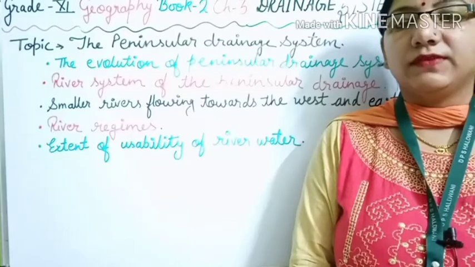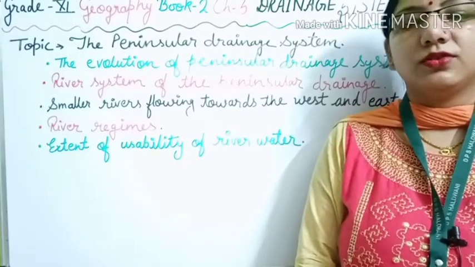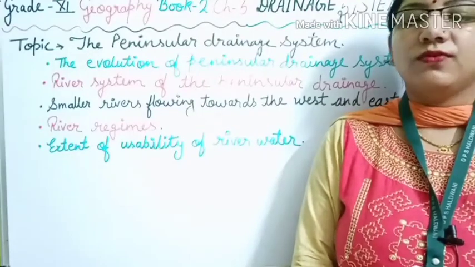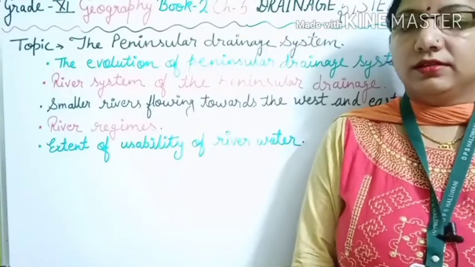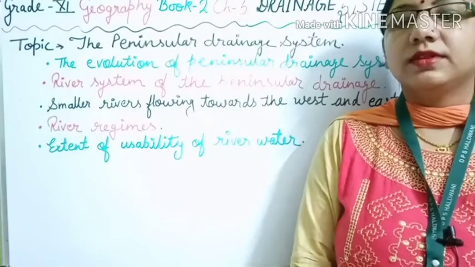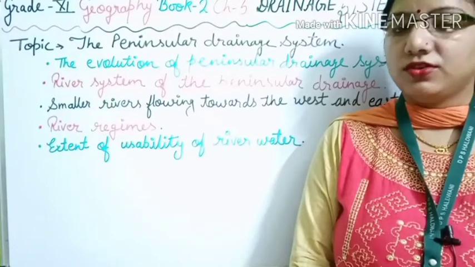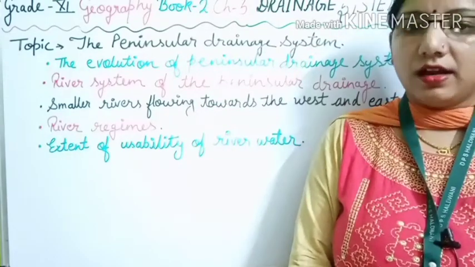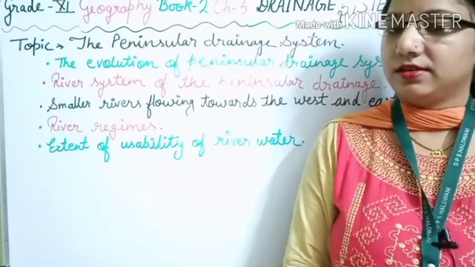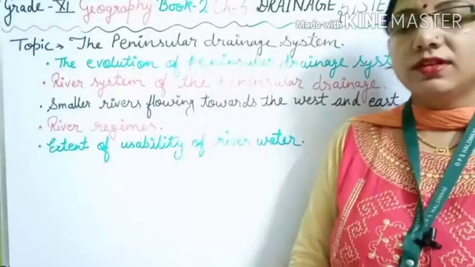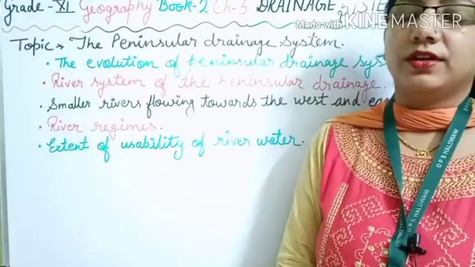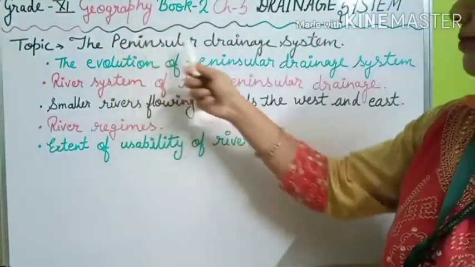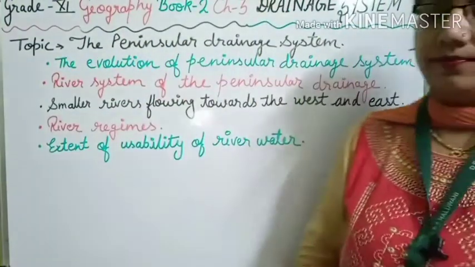Students, in our previous video we studied the introduction of the Indian drainage system, in which till now we have completed the Himalayan drainage system, including the evolution of the Himalayan drainage system and the Ganga, Indus, and Brahmaputra drainage systems. So today we will see the second part of the Indian drainage system, and that is the peninsular drainage system.